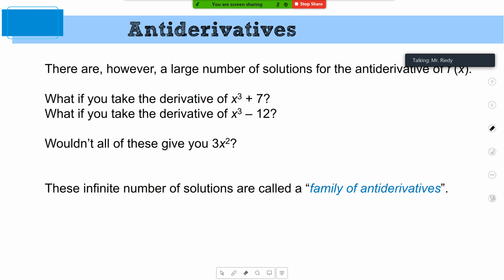Okay. This is called a family of antiderivatives. There are an infinite number of solutions to the first problem that I asked you, which was, what function when you take the derivative gives you 3x squared?